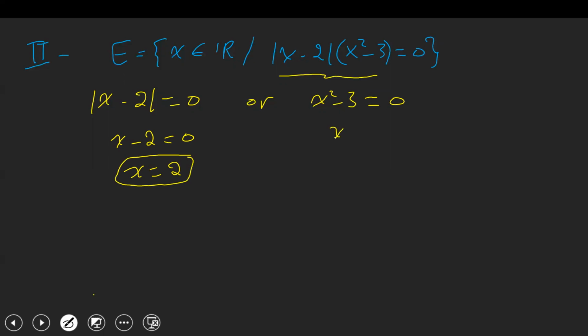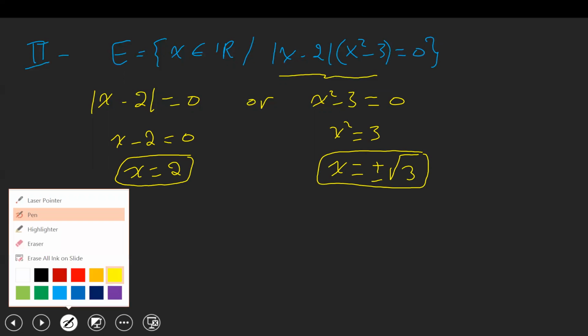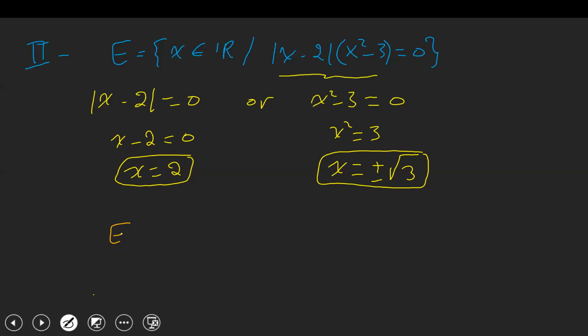Now X squared here is equal to 3, so X is the square root. We took them in the power lesson. With 3 positive, we get 2 square roots: plus or minus radical 3. So by conclusion, E in extension consists of 3 numbers: minus radical 3, radical 3, and 2, in order. This is set E in extension.